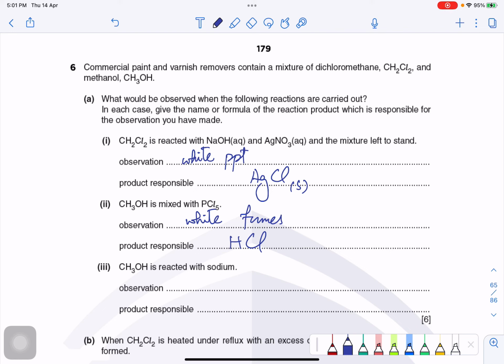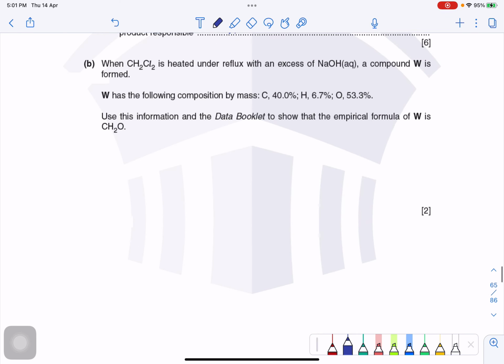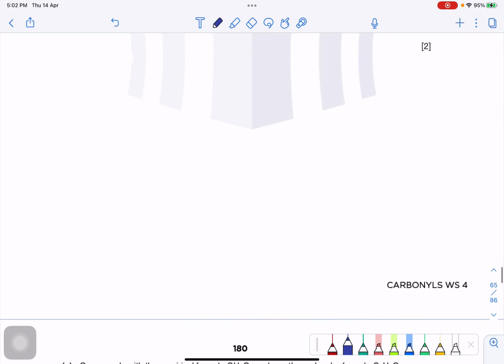CH3OH is reacted with sodium. Sodium dissolves, hydrogen gas comes out, so we'll say that bubbles of gas are given off. That pops in a flame. And the gas name is hydrogen, so H2. Okay, this one's easy. I'm going to skip this one. You just have to show the empirical formula.